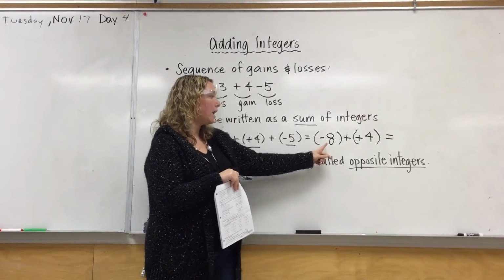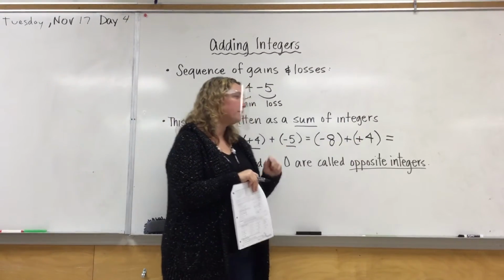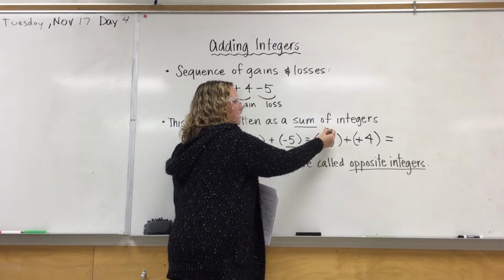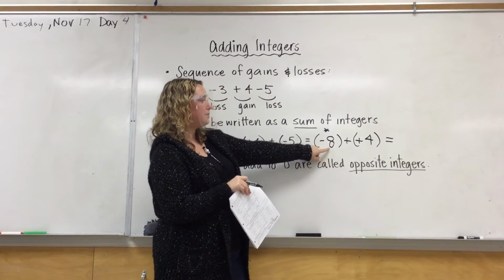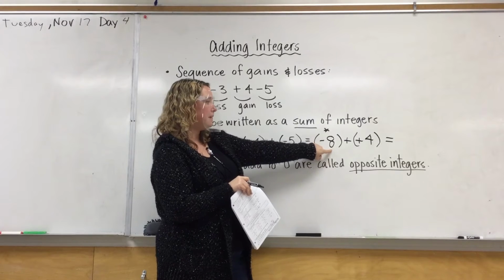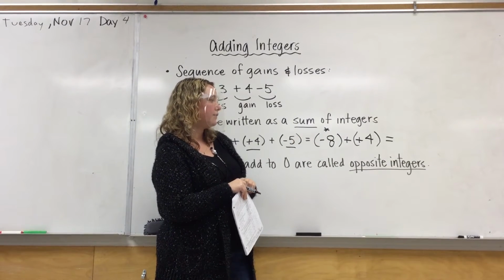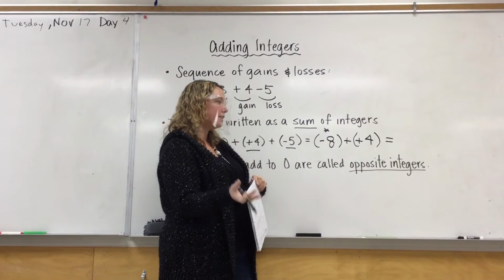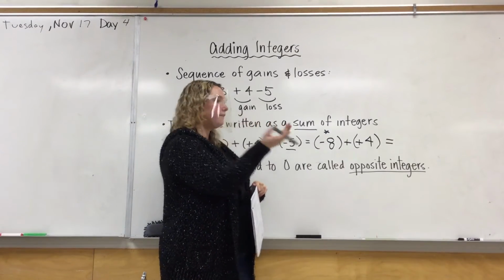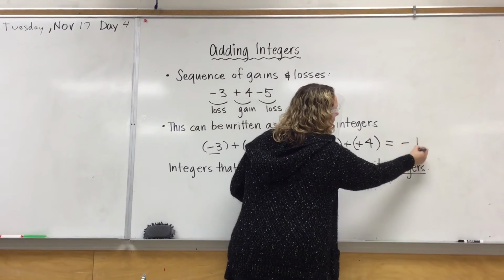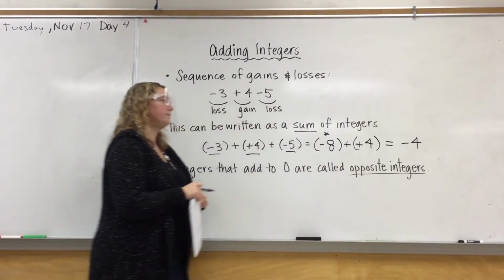And so now I have a negative 8 plus a positive 4. This one's bigger, and it's a negative. So that means that I have to figure out the difference of these ones. So I have a loss of 8, but only a gain of 4, so that means I'm still at a loss of 4, or a negative 4.